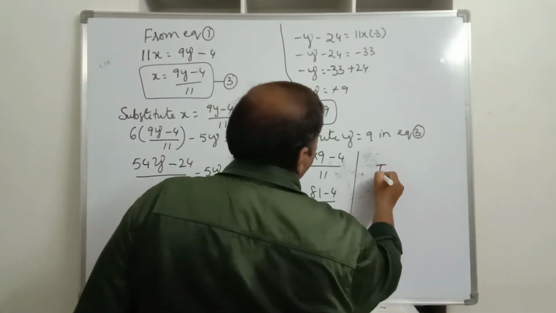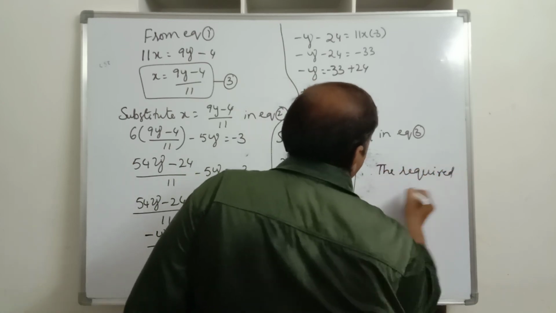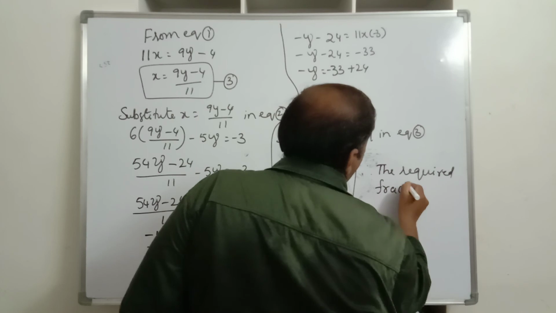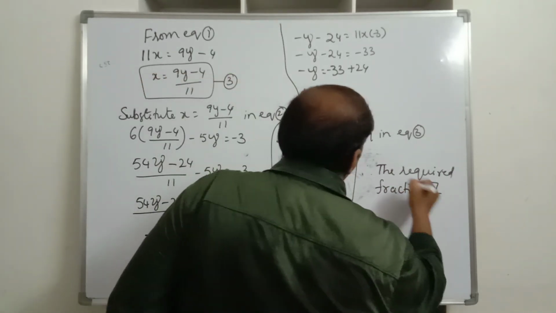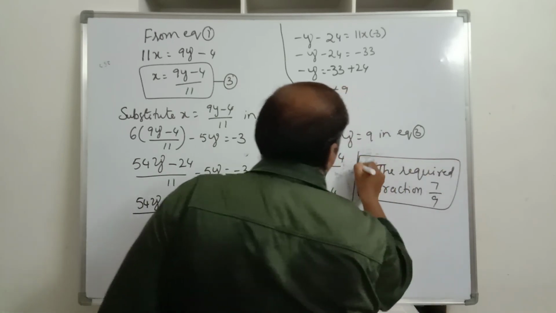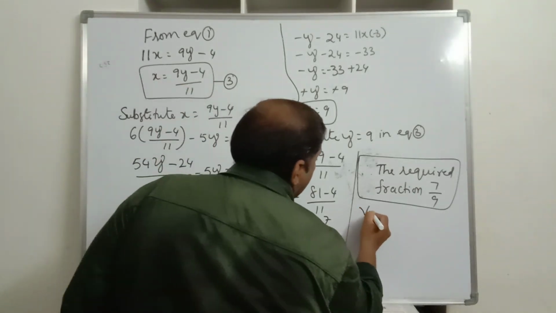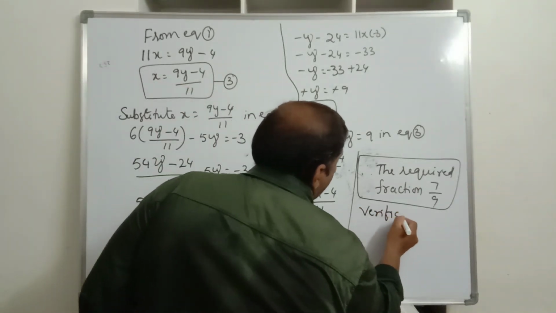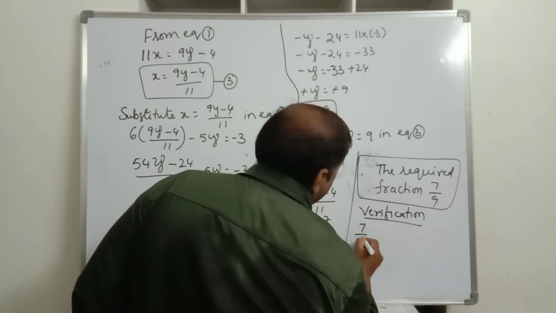Therefore the required fraction is, what is the required fraction? Numerator is 7 divided by denominator 9, that is 7 by 9. You can verify whether this is satisfied or not. Verification. So what is the fraction? It is 7 by 9.